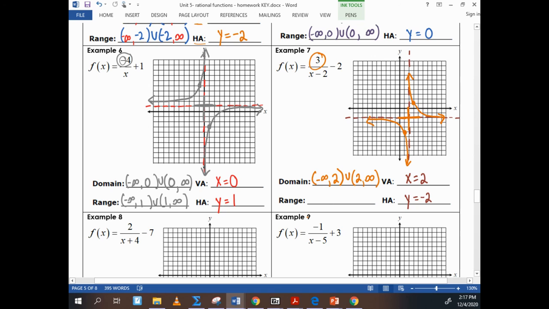And your range is the same thing. It's just with your y values, we're going to skip over -2 this time for our y. So negative infinity to -2 and -2 to infinity. And we're done. Next video, we'll finish up these examples.